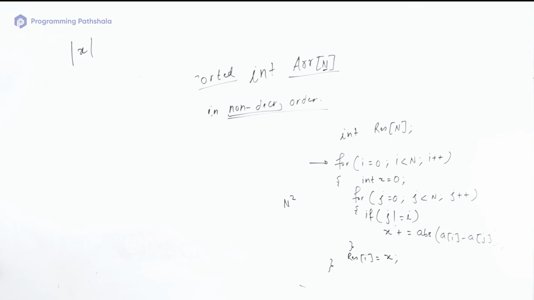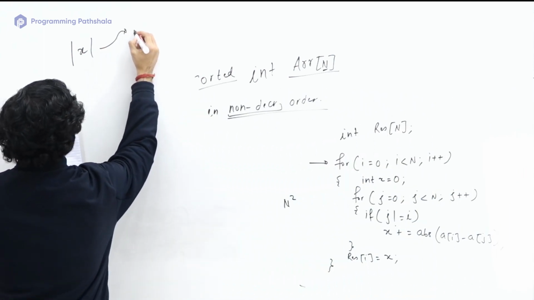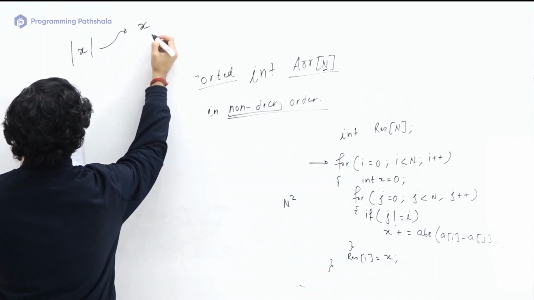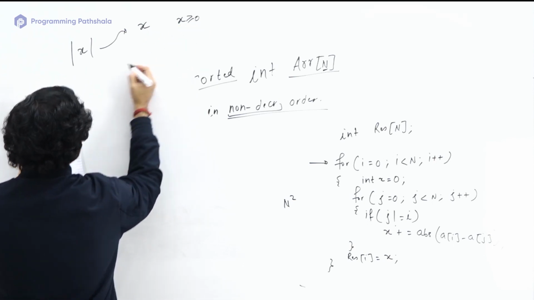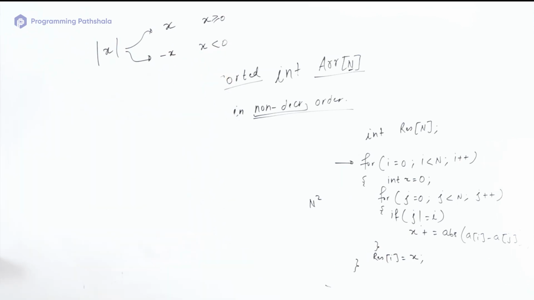So let's say you have mod of -5. What will that equal? That will equal 5, right? And if you have mod of 5, that also equals 5. It's positive always. So technically I can define it in this manner: mod of x will be equal to x if x is greater than or equal to 0, and it will be equal to negative of x if x is negative. Correct?